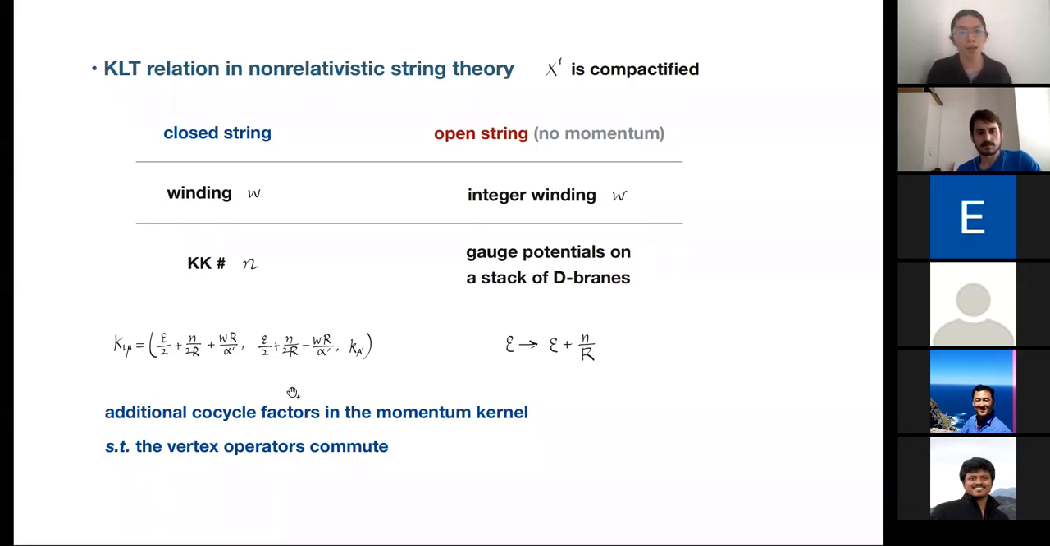But I've been sketchy about one additional factor here. When you have winding strings, you also have these so-called cocycle factors, which you have to insert as a phase factor to ensure that you can commute vertex operators, so you don't get unphysical branch cuts. So these cocycle factors also play a non-trivial role in this KLT relation, but I won't go through it. If you're interested, you can look up our paper.